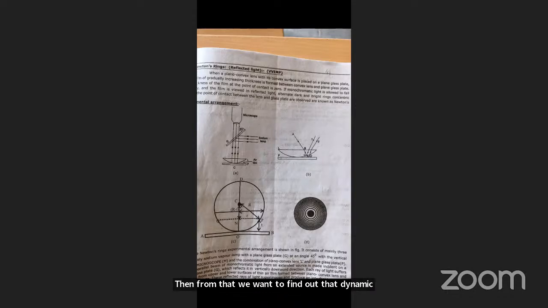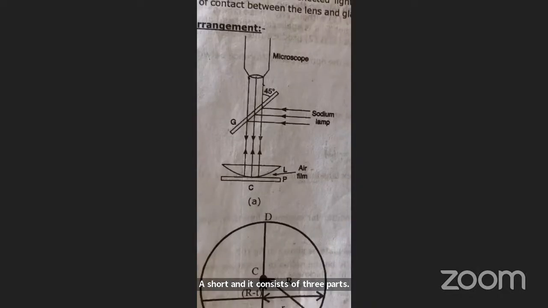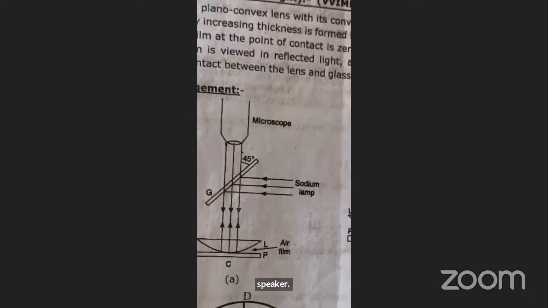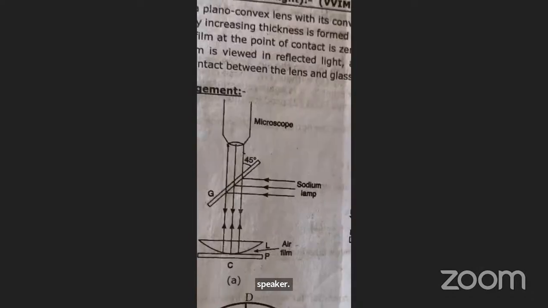The Newton's rings experimental arrangement is shown in the figure. Now we want to explain the construction of the Newton's rings figures. It consists of mainly three parts, namely a sodium vapor lamp with glass plate, and a microscope, and then the combination of plano convex lens L and plate P.